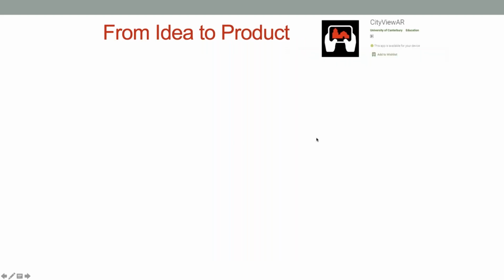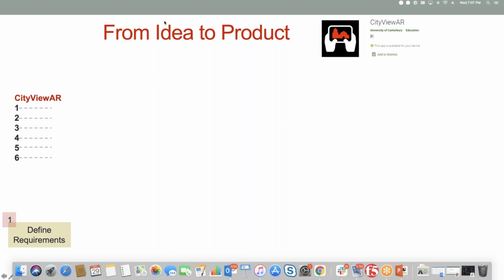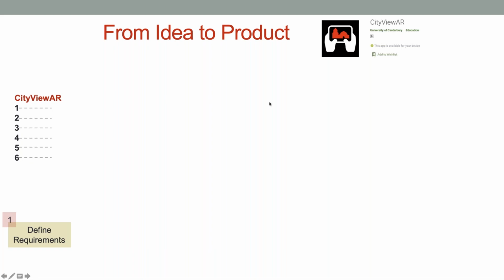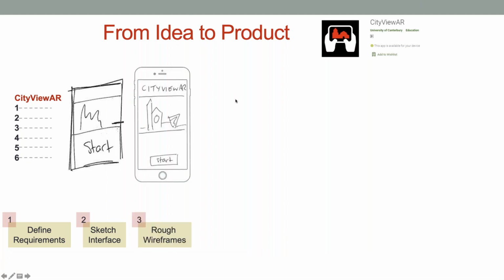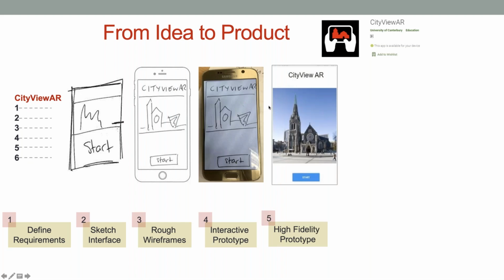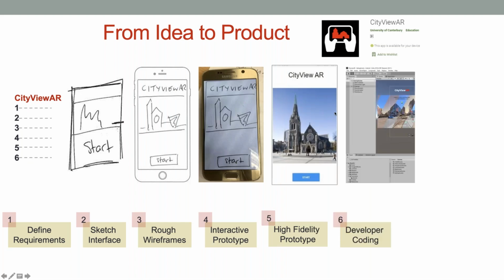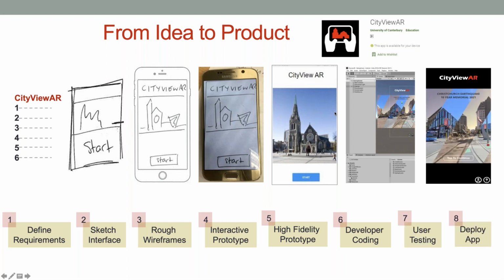So to develop that app, we had to go from an idea to basically a product we could put onto the App Store. We started with a list of requirements, and then from there we created some rough sketches of what the user interface would be like, and then some wireframe images, and then we built an interactive prototype. We made a more high fidelity prototype, and at this point we started coding and developed the app itself, and then we released the app onto the App Store.